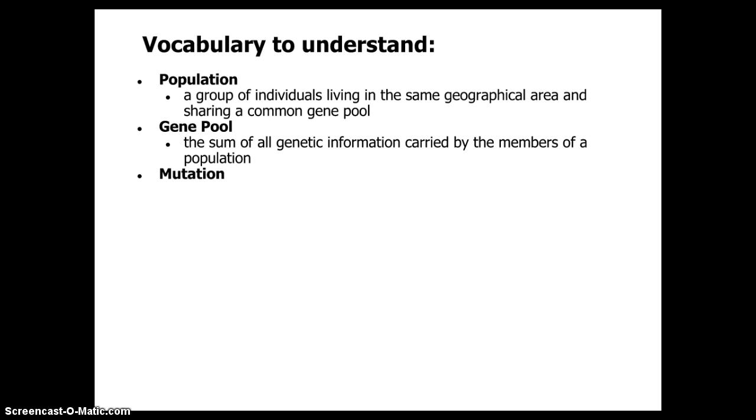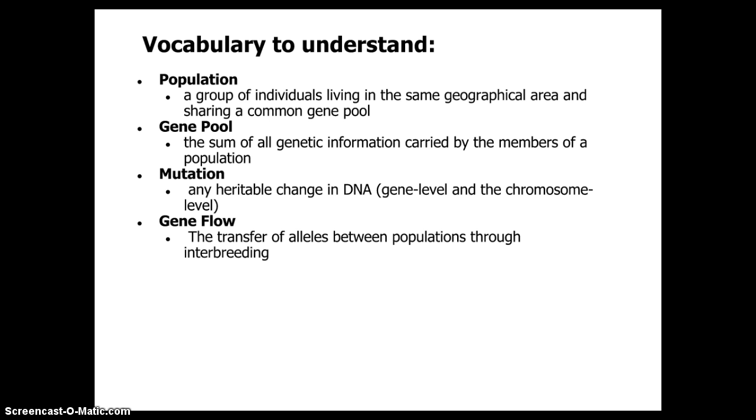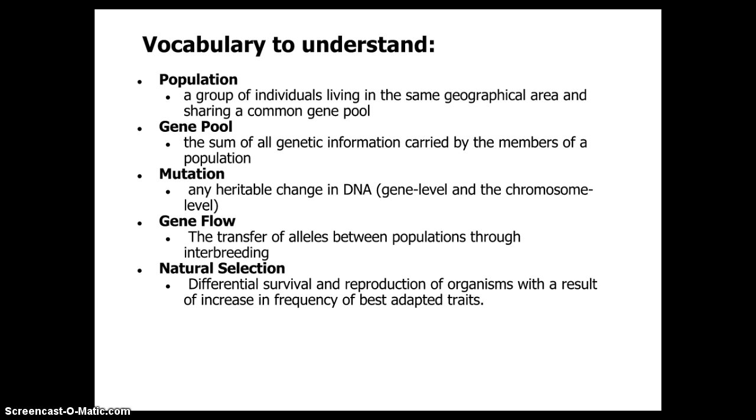A mutation is a change in the DNA, and it's on the gene level, and it's something that's heritable, inherited. Gene flow is the movement of alleles between populations, and this happens through interbreeding. And natural selection, as we learned before, is just that idea of differential survival and reproduction of organisms as a result of an increase in the frequency of the best adapted traits.